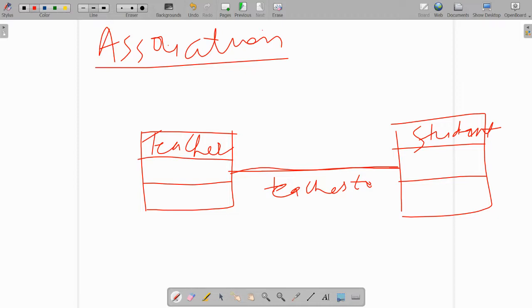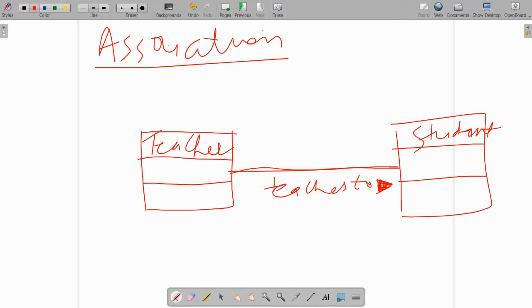Now, by drawing a simple line between the teacher and the student, it might also happen that it is read as the student teaches to the teacher, instead of the other way. Whether the teacher teaches the student, or the student teaches the teacher, to show that we have a notation. That notation is the block arrow, the head of the block arrow. So this is how it has to be shown. The arrow is pointing towards the student, so it implies that the teacher teaches to the student. That is the meaning of this.